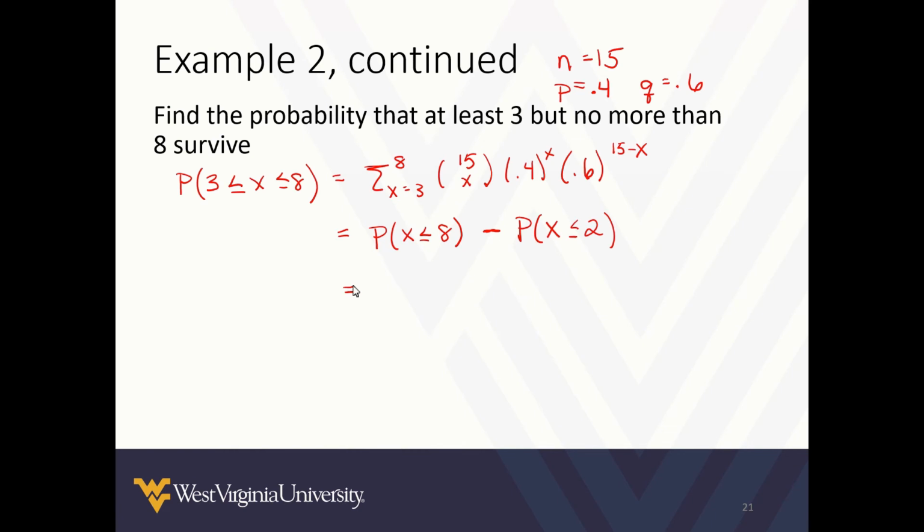So once again, we found from our table the probability of x less than or equal to 8 to be 0.9050, and the probability of x less than or equal to 2 being 0.0271. So this will give us a probability of 0.8779. So the probability that at least 3 but no more than 8 survive is 0.8779. Pretty good.